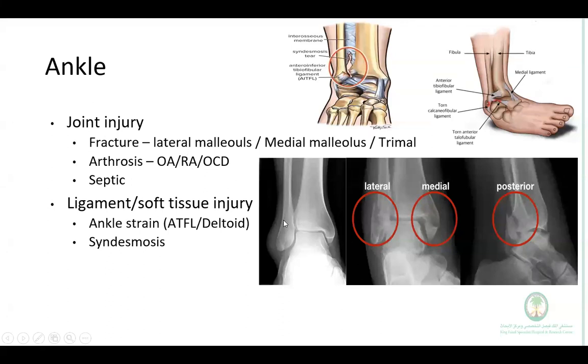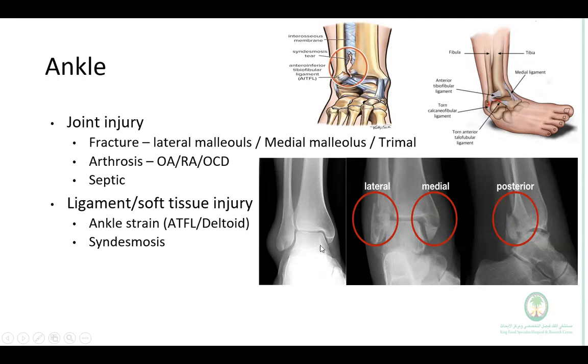People can have only a lateral malleolus fracture, only a medial malleolus fracture, or a bimalleolar fracture. This is a common injury, especially with twisting. If somebody twists their ankle, it's easy to get these bones displaced here and there. And you can also have a trimalleolar fracture if it's a really bad fracture. Again, the ankle can be arthritic, it's a weight-bearing joint.